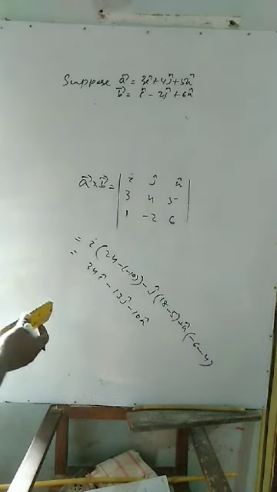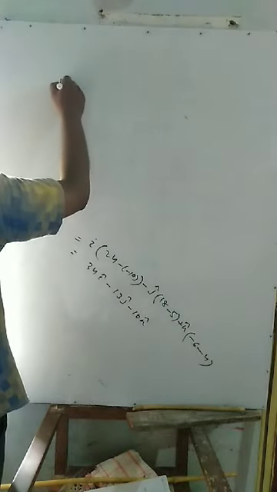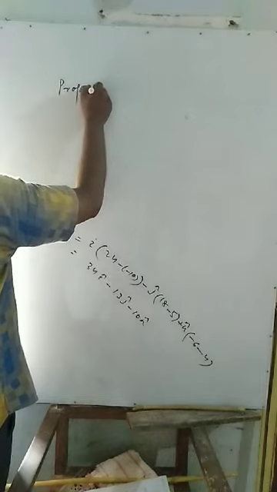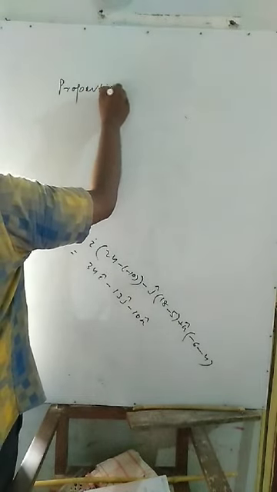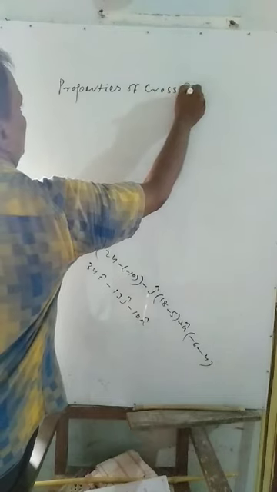Okay, in this way you find the cross product of two vectors. Now look at another topic. Now we will discuss the properties of the cross product. So how to find it?